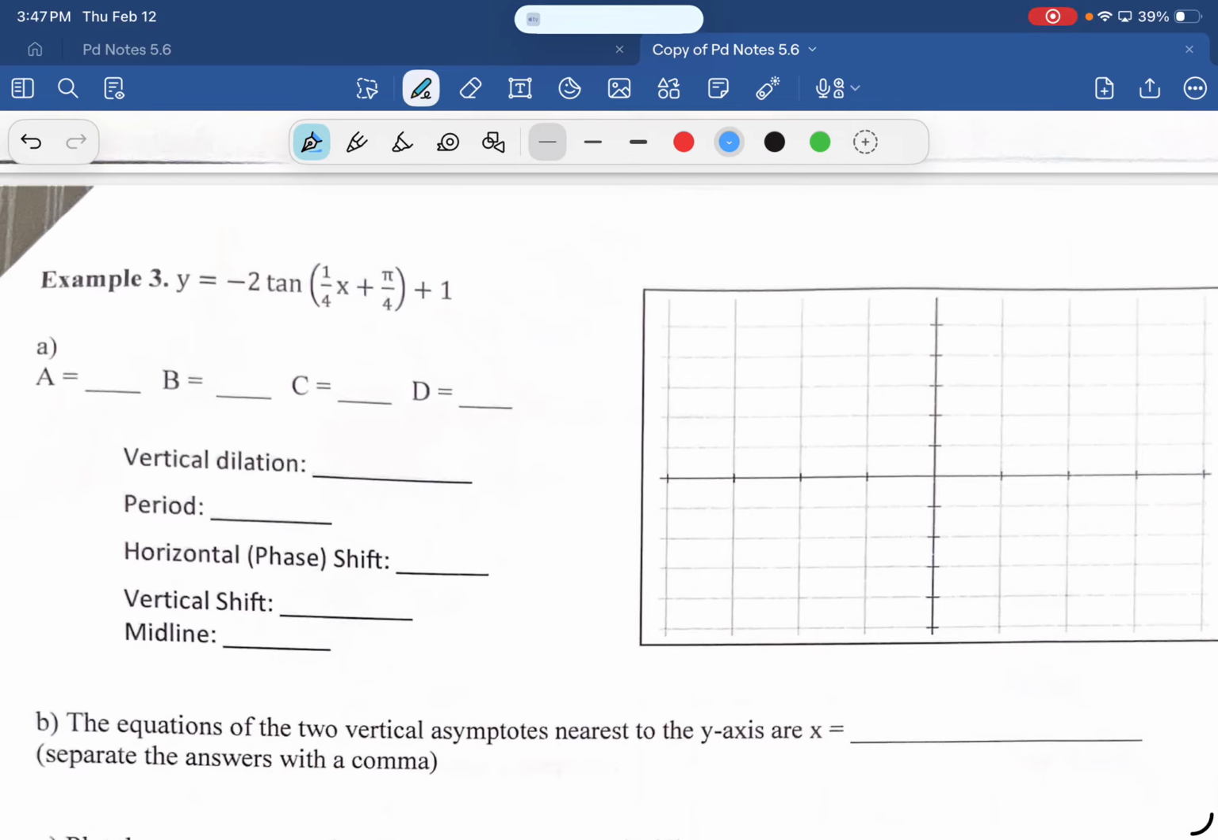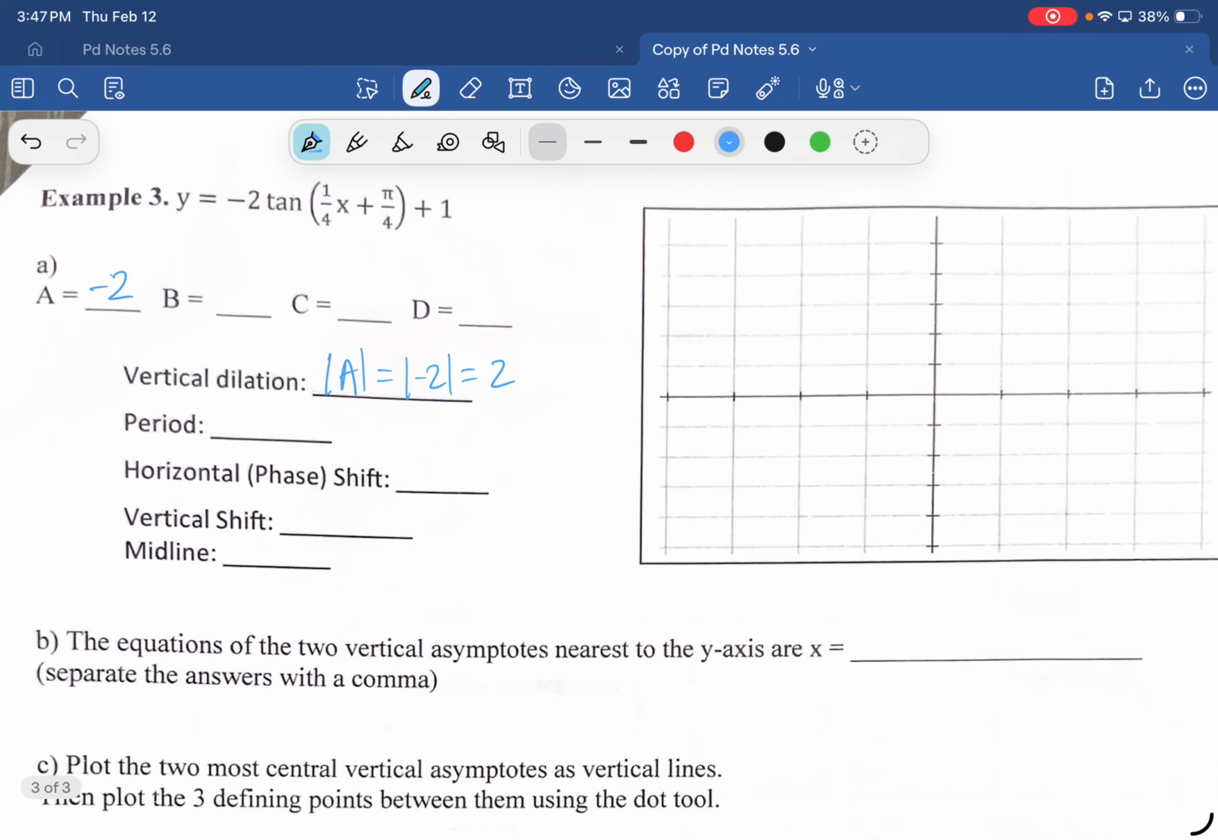On this scale, if 4 boxes is 4 pi, then 2 boxes would be 2 pi, so 1 box would be 1 pi. So pi to the left is left 1 box. It's not always going to be that. Sometimes it's more than 1 box, sometimes it's less than 1 box, it just depends. But this is going to be left 1 box, so I'm going to move those vertical asymptotes.